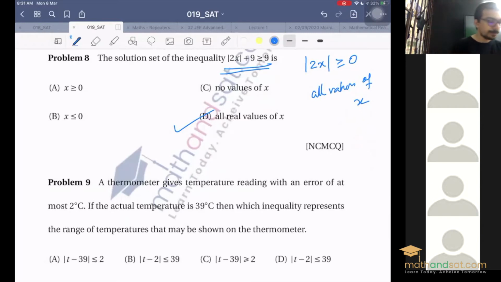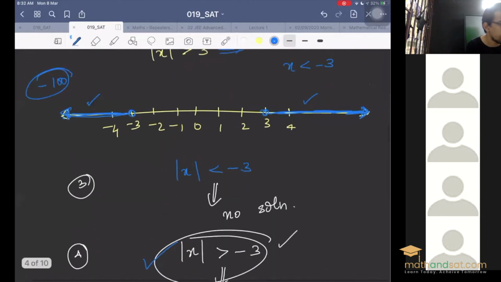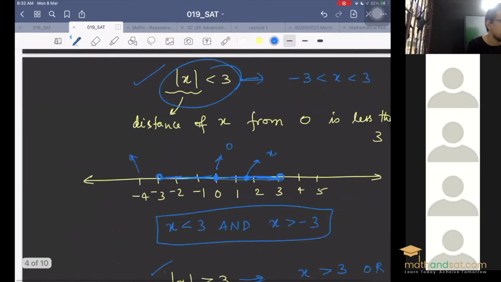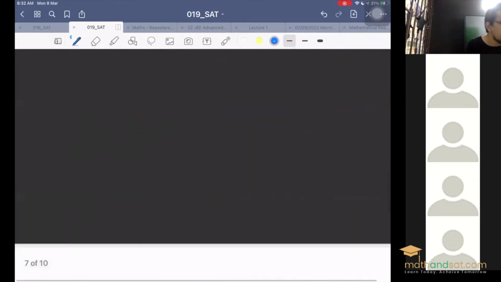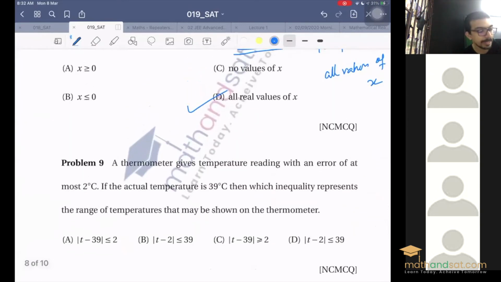Next question. A thermometer gives temperature reading with an error of at most 2 degrees Celsius. The actual temperature is 39 degrees Celsius. Then which inequality represents the range of temperature that may be shown on the thermometer? Again, a similar question. We have done a similar question, I think problem number 1. Here we don't have to solve it. We just have to frame that inequality. You have to model that condition mathematically.